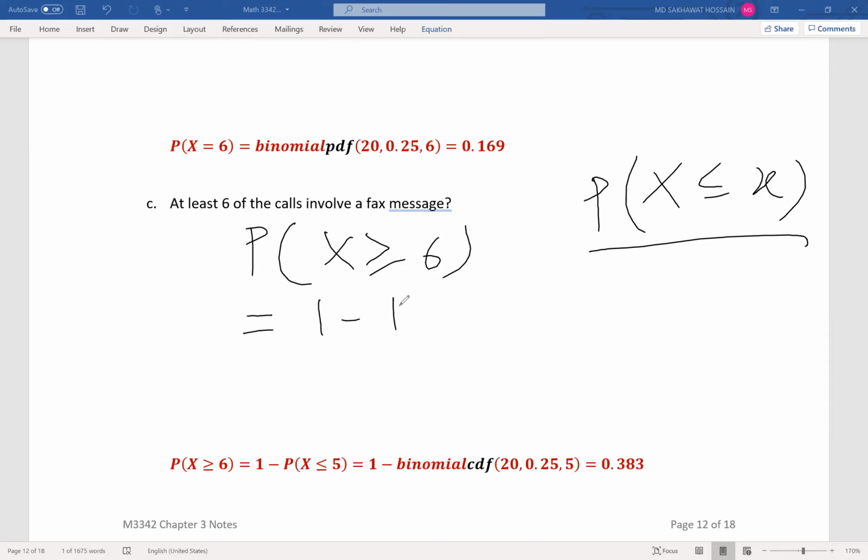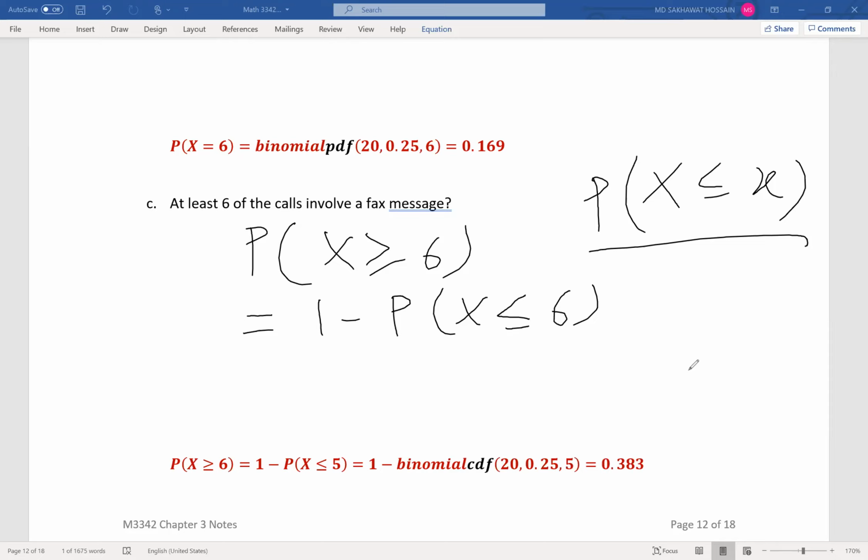So we can write this one as 1 minus the probability of, okay, can we write this? Is it the complement of this one? No, this is not the complement of the probability of X. The complement is, so the possible values of X are 0 to 20, and here X is greater than or equal to 6, so that means 6 to 20. So the complement will be 0 to 5.